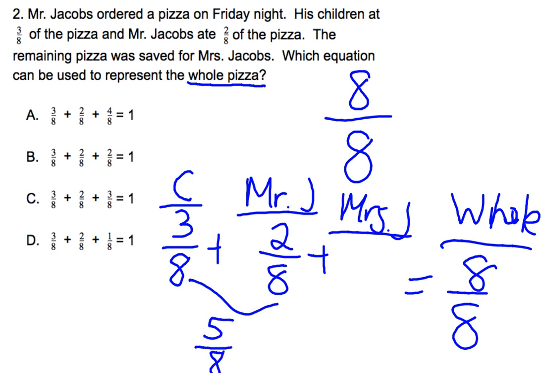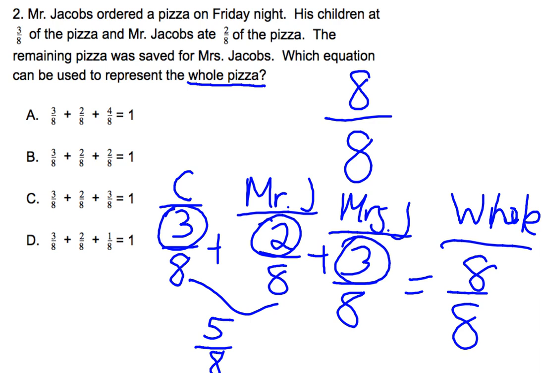And I'm going to say that means 3/8. So I have 3/8 plus 2/8 plus 3/8. 3 plus 2 is 5. 5 plus 3 is 8. And remember, denominators stay the same. So I have 3/8 plus 2/8 plus 3/8 equals 8/8. Okay, so my answer will be C.